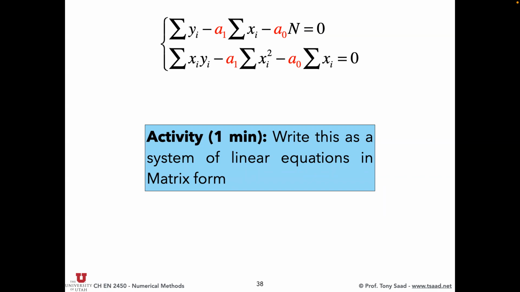Coefficient matrix times vector of unknowns, which are in red. You don't have to write them in red on your sheet. Equals a right-hand side. All right.